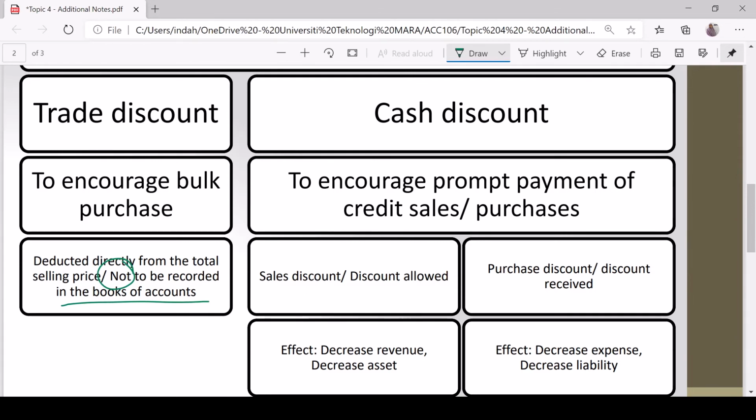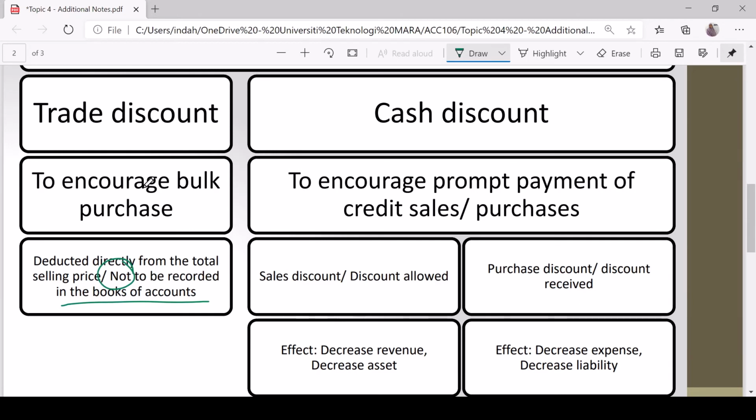So if you have any transaction talking about trade discount, when you prepare the journal entry, you have to show the net amount. You have to show the net of trade discount in your books of account. And then we have cash discount. So why do we have cash discount?